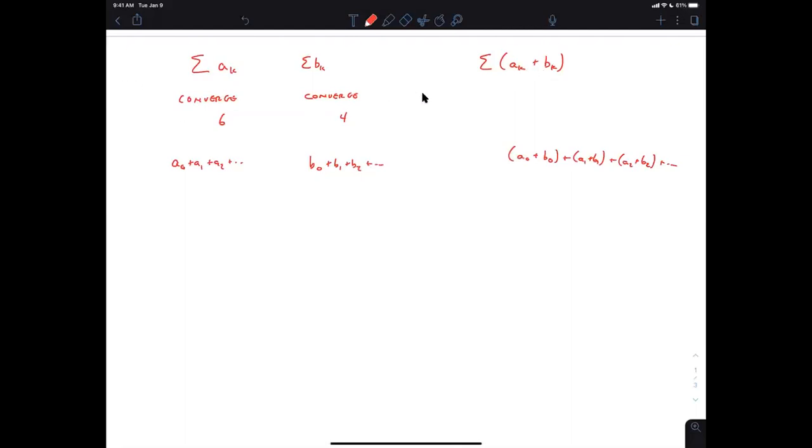If this goes to 6 and this goes to 10, yeah, it goes to 10. So if these both converge, this converges to the total, so you can split it up.